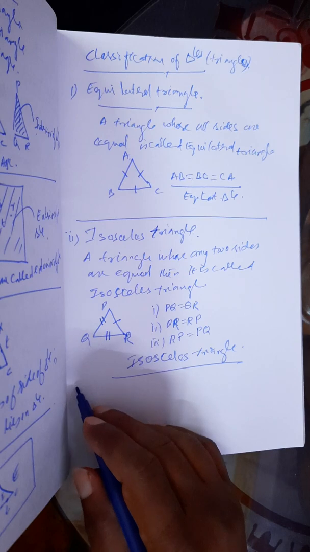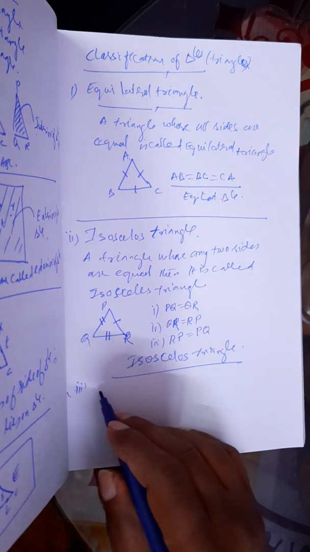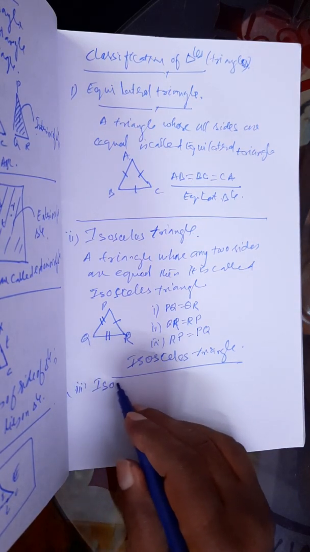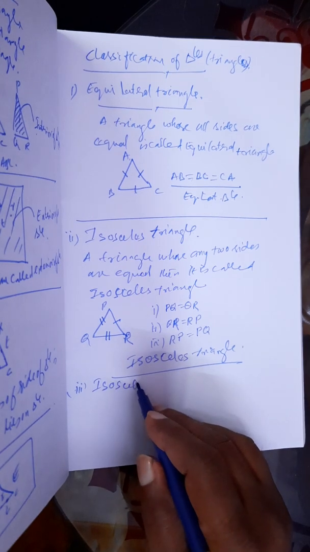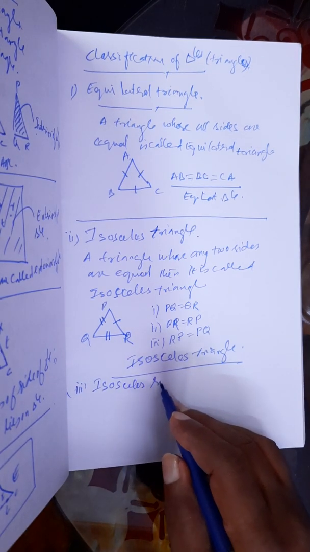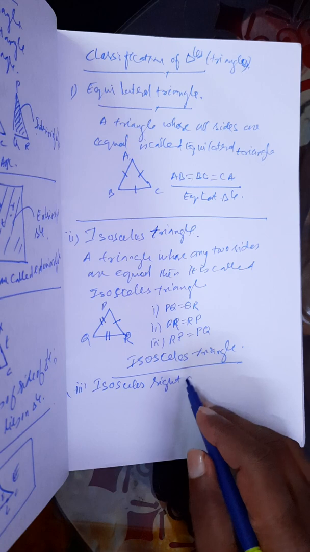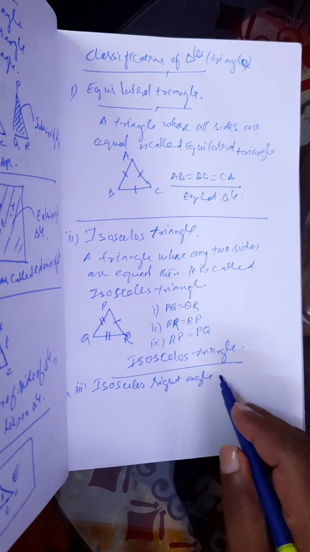Now third, it is the isosceles right angle triangle, the right angle triangle.